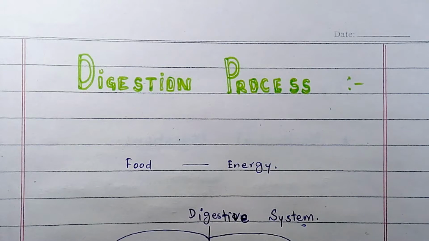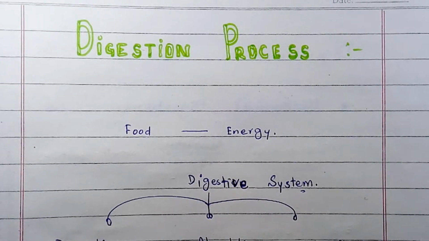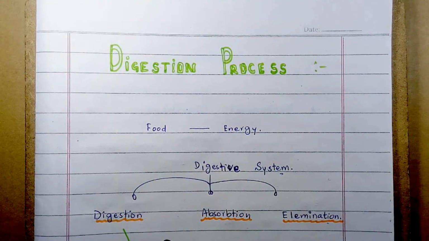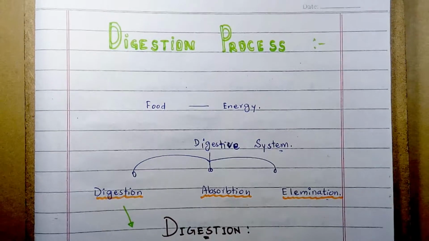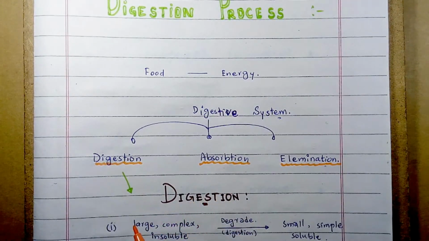So let's start. The energy required for all the processes and activities that take place in our bodies is derived from the foods we ingest. The digestive system involves the organs that turn the food into energy and eliminate the waste material. The digestive system is functionally divided into three parts: digestion, absorption, and elimination. So let's start with the first process, digestion.